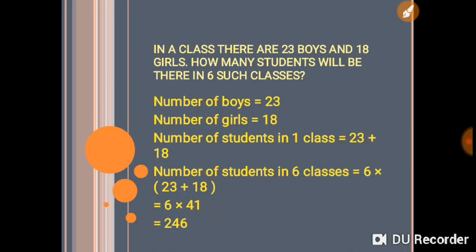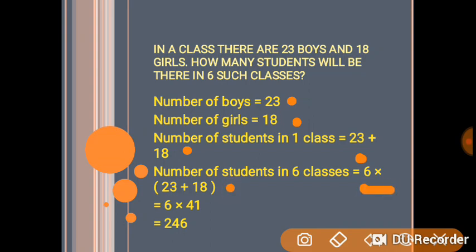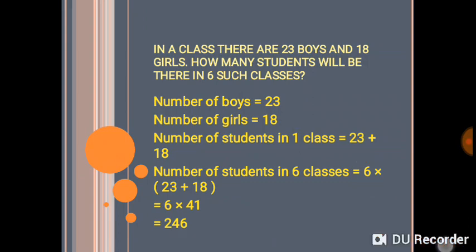Let us see some real life examples of the distributive property. In this example, in a class there are 23 boys and 18 girls. How many students will be there in 6 such classes? So children, you can see that the number of boys is 23 and the number of girls is 18. The total number of students in one class will be 23 plus 18. But we have to find out for 6 such classes. Then 23 plus 18 has to be multiplied by 6. 23 plus 18 will give you 41. And when you multiply it by 6, you get the result as 246.